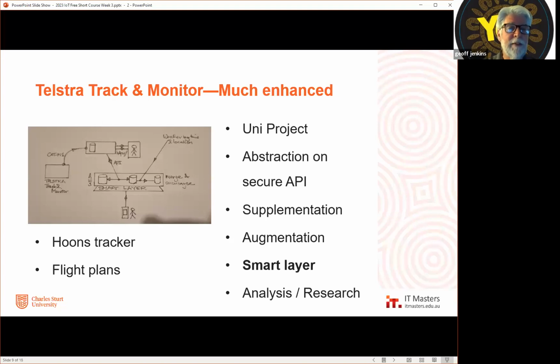There you are. I've listed, for example, supplementation. That's the idea that you grab some weather, and then you build that into the database of tracking locations. Augmentation: the smart layer manages all of that. It looks at all the messaging coming in, enhances it, stores it in particular ways, and devolves it out to customers. And Shane, you mentioned, and we discussed it, analysis and research as very important aspects of what IoT is about. And this is where that's going on. That's of value to refer to there.